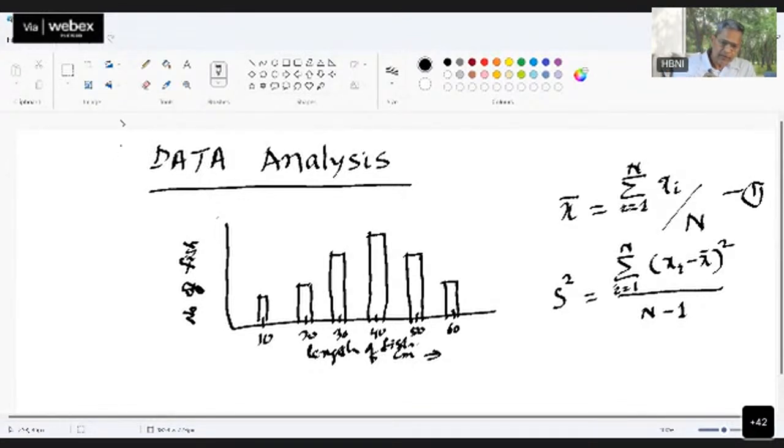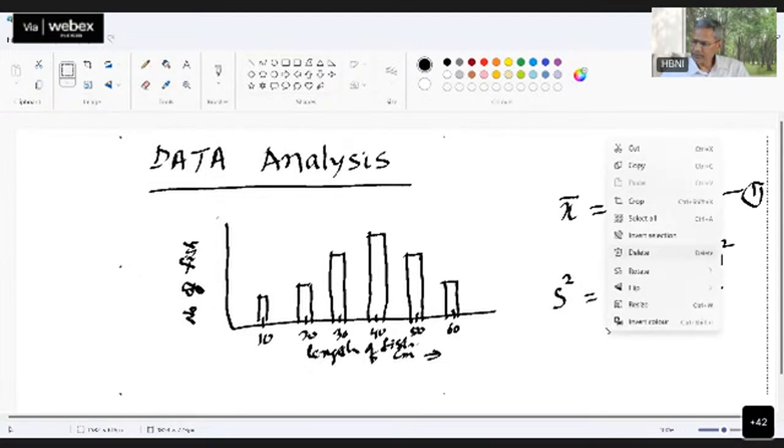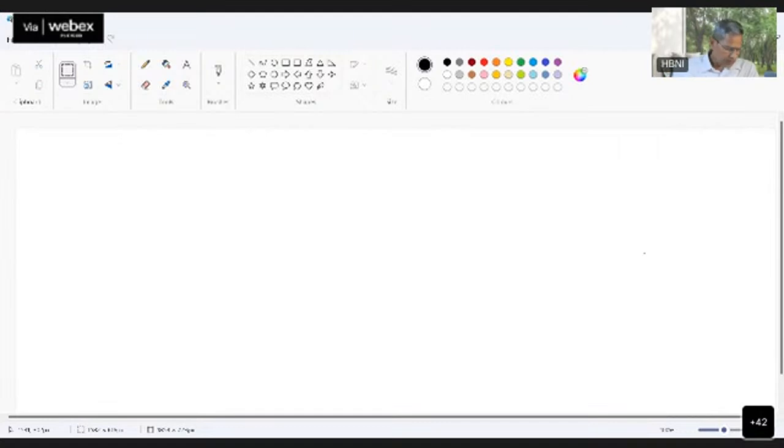The next thing we'll see now is, as I told you, statistics is also useful when you have a distributed quantity. Then how can statistics help us? So we'll see that. Something called probability distribution. You may know all these things, but we'll start from scratch.